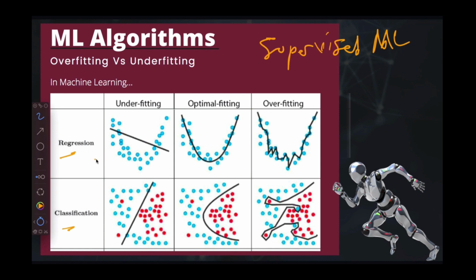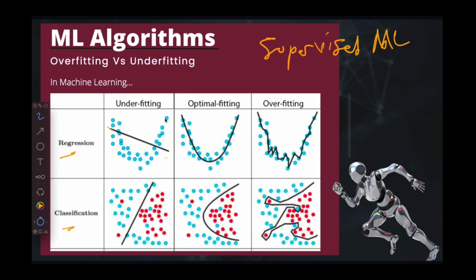Now in regression, all we try to do is to make sure that we have a best fit line, which we base on to make future predictions. So if you see this one, this line is not fitting anything here, right?